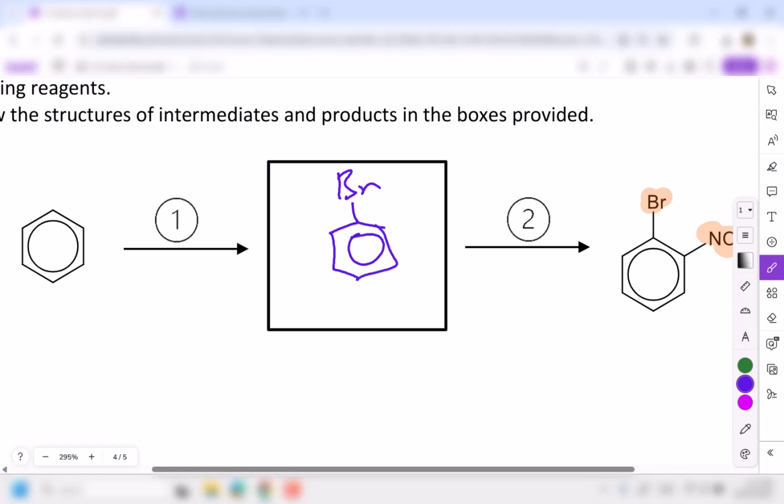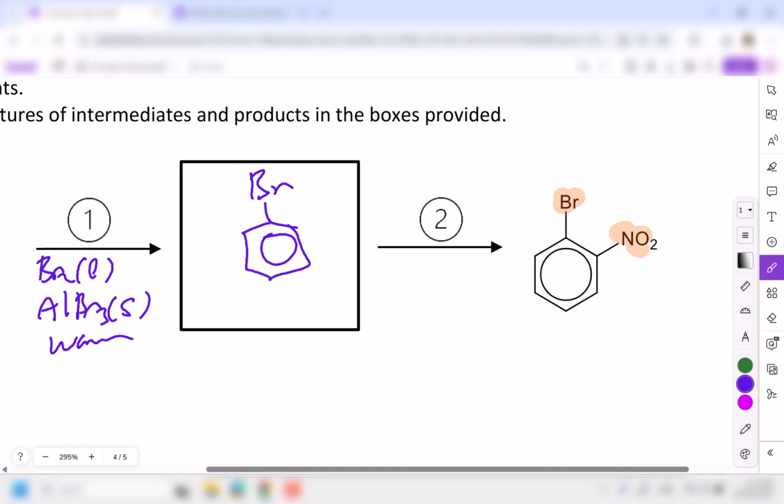Okay, and then of course to form bromobenzene, the condition will be similar: Br2 liquid, AlBr3, and then warm it. Then, in order to direct the electrophile to the second position, I'm going to use harsh conditions: concentrated HNO3, concentrated H2SO4, and then heat at around 50 degrees Celsius. Or maybe I can actually just put heat. I think heat will be sufficient.